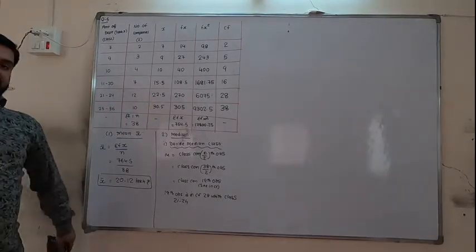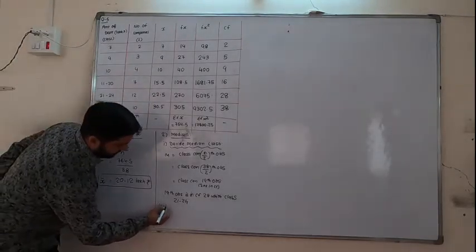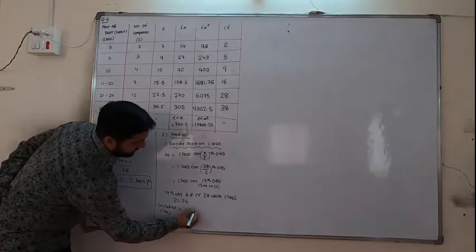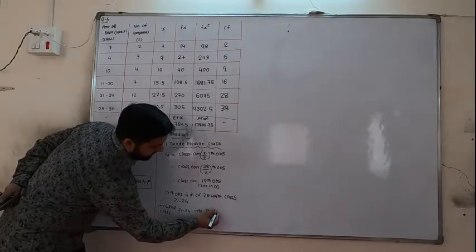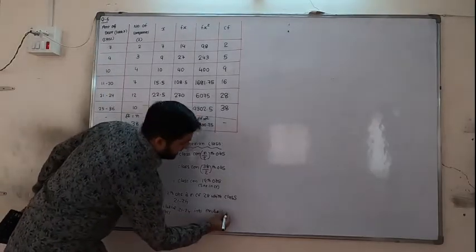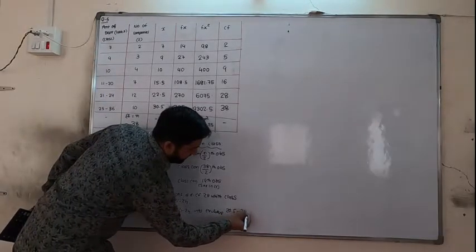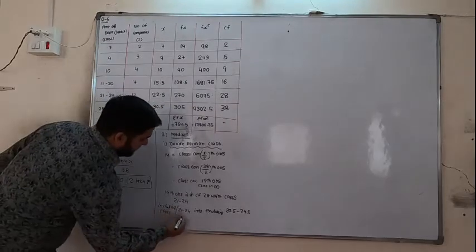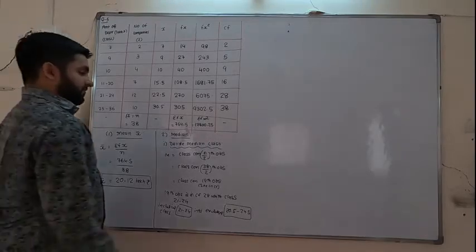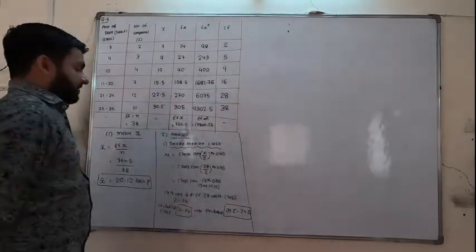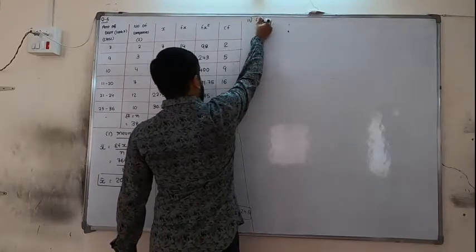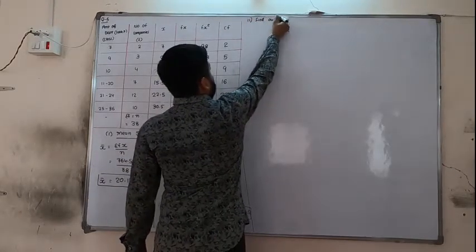Now this class is again inclusive. So to convert the inclusive class 21 to 24 into exclusive, we have to subtract 0.5 from the lower limit and add 0.5 to the upper limit. So 21 to 24 will become 20.5 to 24.5. Okay, second step, find out the median.